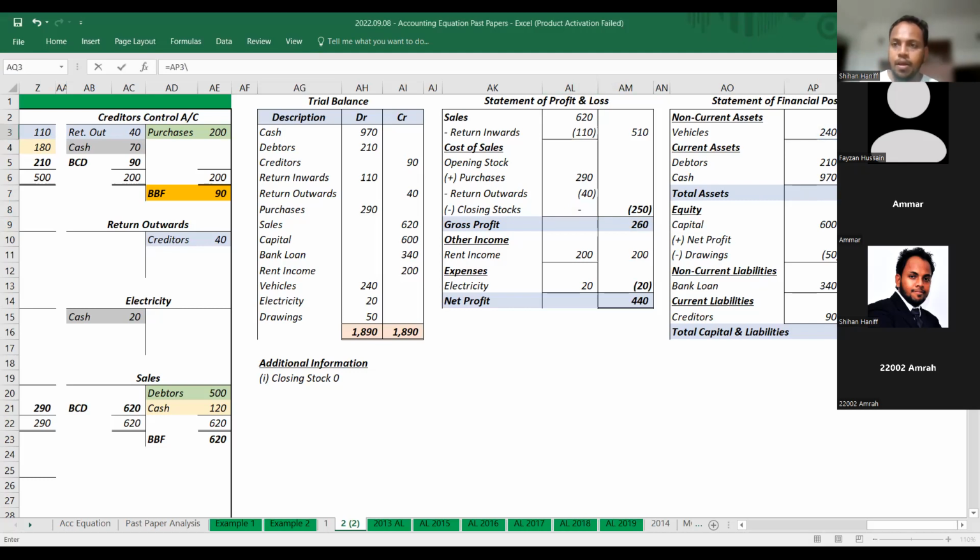Then total assets. Net profit comes to the reserves. Total assets 1420. Total capital and liabilities 1420. So this is the full process of preparing financial statements.